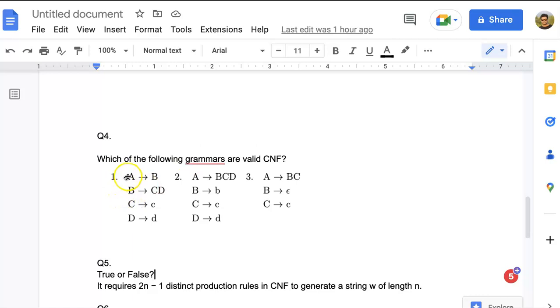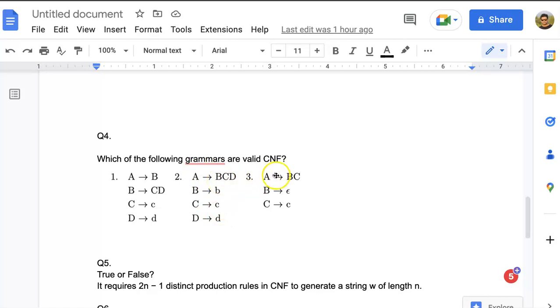Now let's check. In the first option, it is A to B, so it's not possible. In CNF we cannot go from a non-terminal to another single non-terminal, so obviously it is not a valid CNF form. In the next one, from a non-terminal they are going to three non-terminals, so again this is not valid.